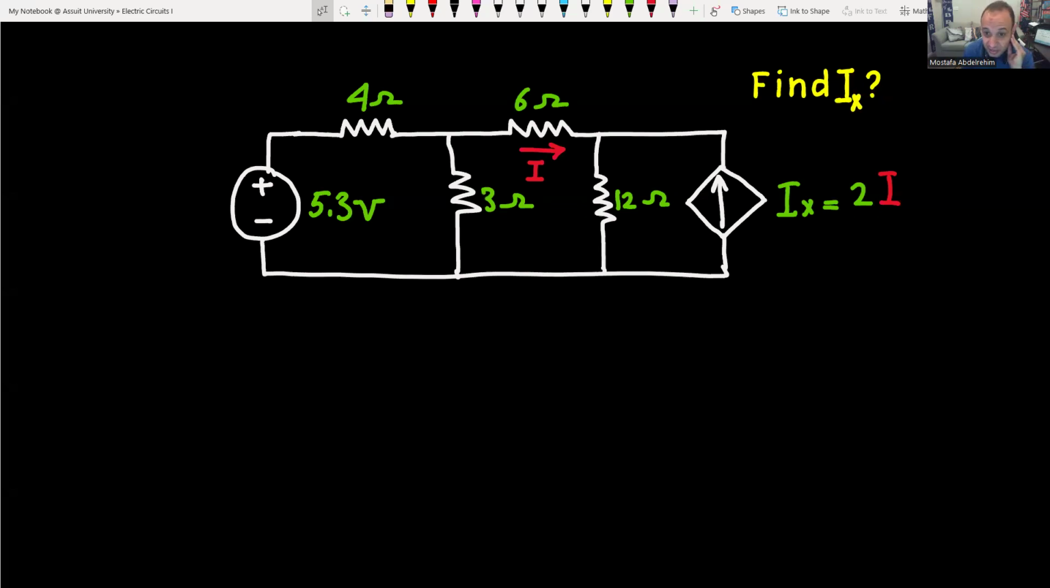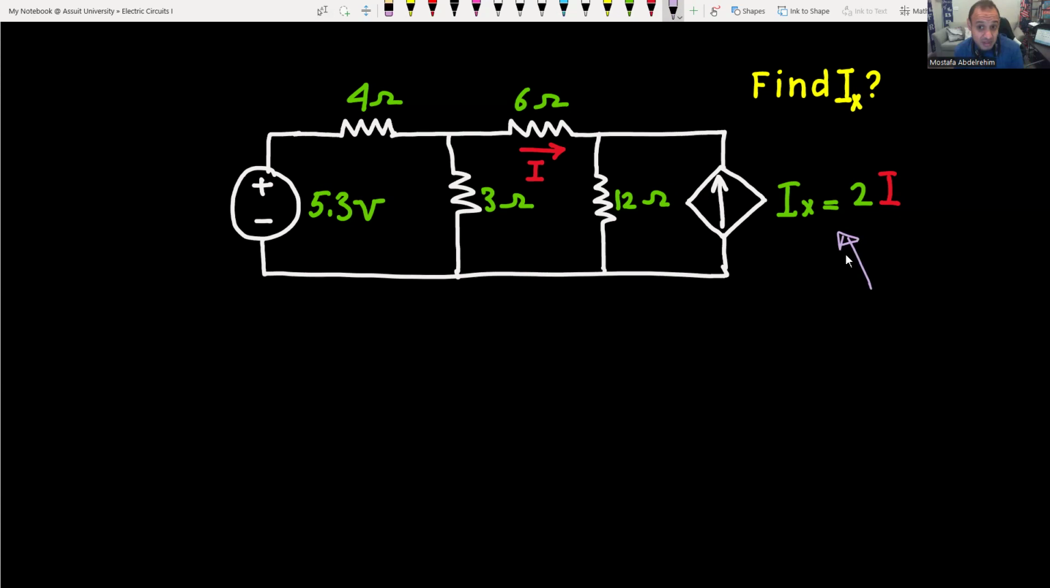Hello, guys. Let's continue our discussion about nodal analysis. So we discussed some basic nodal analysis circuits in the last video. This time we're going to make it a little bit more complicated by adding a dependent current source, this guy here.